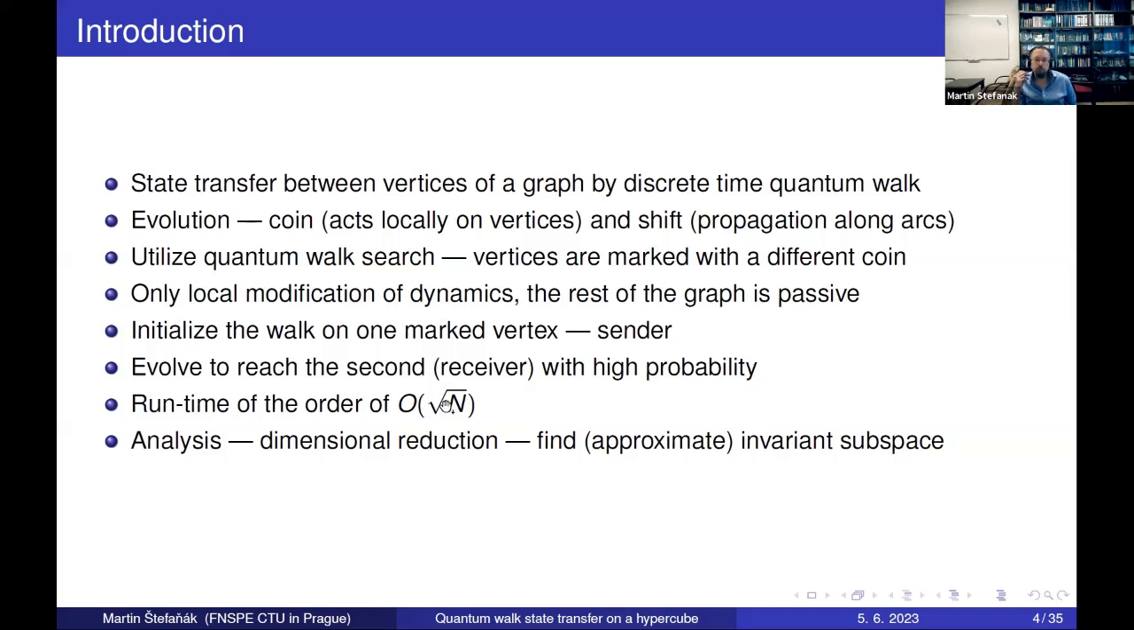The approach we use to investigate this problem is based on dimensional reduction, where you utilize the symmetries of the graph. In this case, it will be the hypercube, so that you reduce the problem by finding either an exact invariant subspace, or, in the case of the hypercube, only an approximate invariant subspace. Essentially, you reduce the problem to finding eigenvalues and eigenvectors of a unitary matrix with a fixed dimension. That will be, say, a 3x3 matrix or 5x5 matrix in our case, where the size of the graph affects the matrix coefficients, but the size of the matrix is fixed.